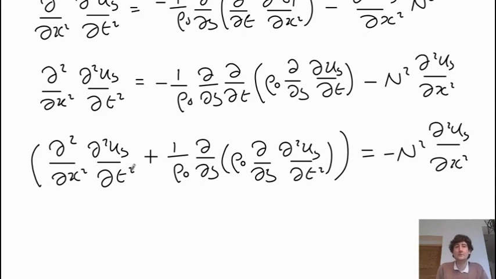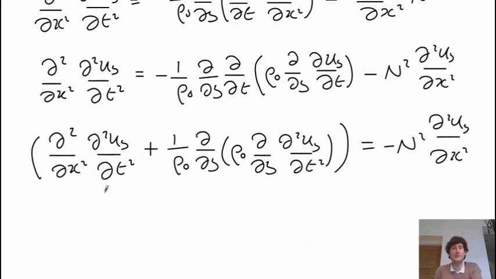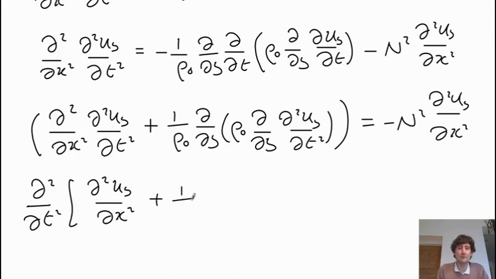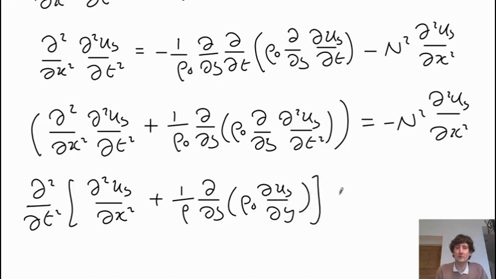And of course we could take the second derivative of time outside here. So the second derivative of time comes out, so d2 by dt squared of here. So we have d2 uy by dx squared plus 1 over rho naught d by dy of rho naught d uy by dy, and that is equal to minus n squared d2 uy by dx squared.